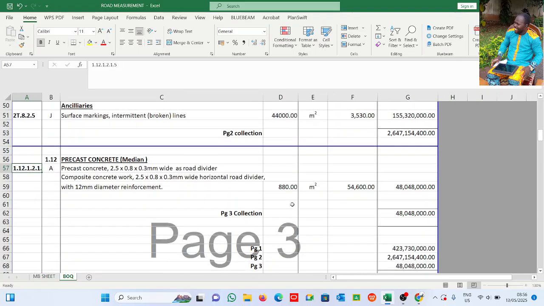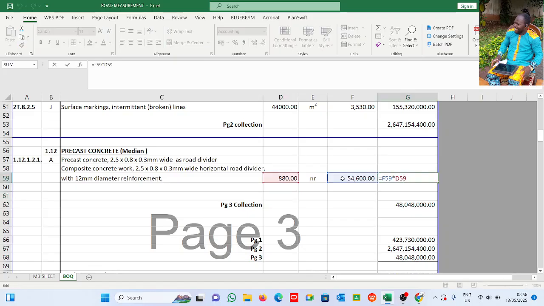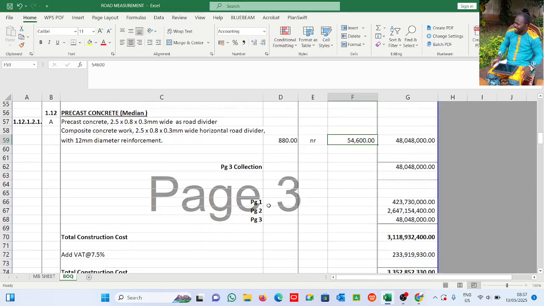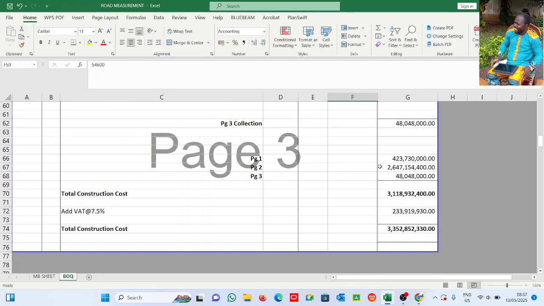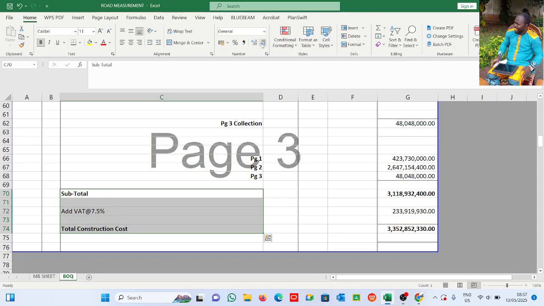So this is what we have. 818. Oh, this is number, please. This is number. That's anything, the BOQ number. 880 numbers times this per 1. That gives me this. So now this is how you do. This is collection of page 1, page 2, page 3. Right, this is total construction. Total. Right, let me bring them here.